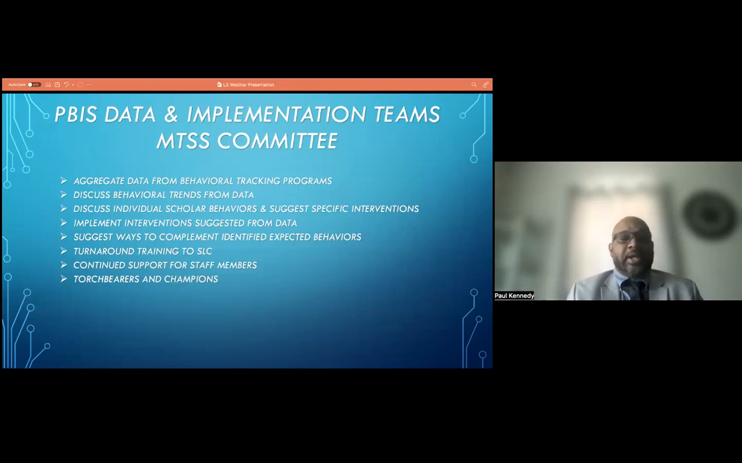So their jobs are to aggregate the data, discuss behavioral trends, and suggest specific interventions for specific scholars. That's in these particular meetings, how we actually suggest if a child might be suggested for check in, check out, or breaks or better. Implement interventions that come from the data, suggest ways to complement identified expected behaviors. So that means right there, what are ways that we can raise behavior?